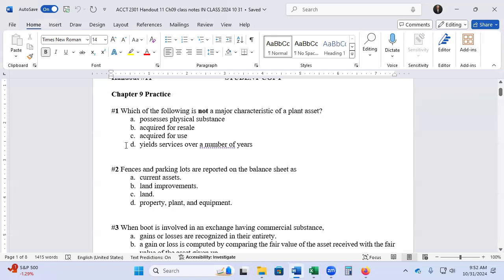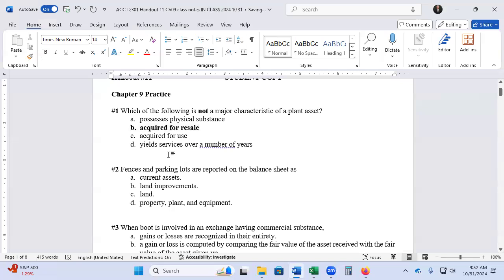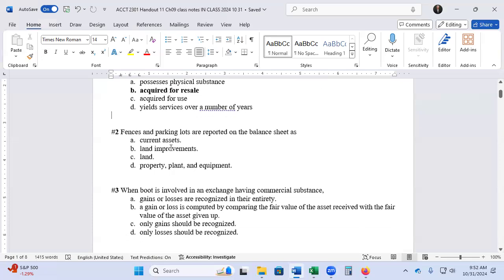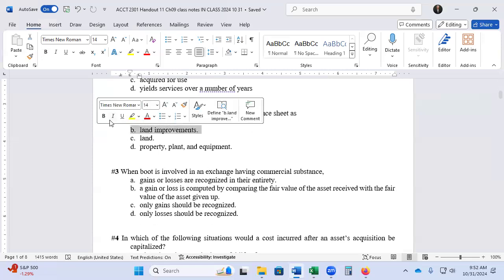Okay, so let's take a walk through these. Which of the following is not a major characteristic of a plant asset? So plant assets, we'll talk about the characteristics of them, but one of it is that it's not acquired for resale. Things that are acquired for resale are either going to be an investment or inventory. And so that would not be included in plant assets. Fences and parking lots are reported on the balance sheet as land improvements.